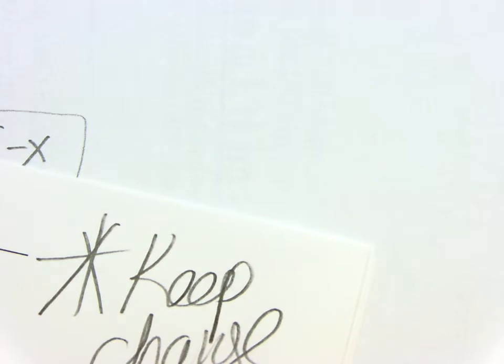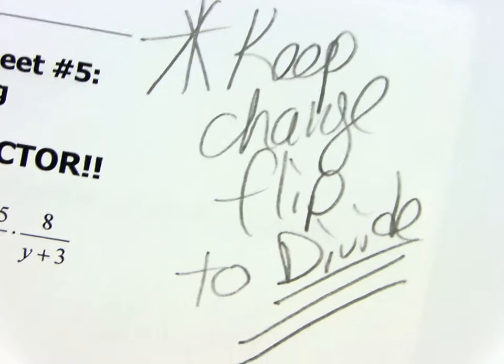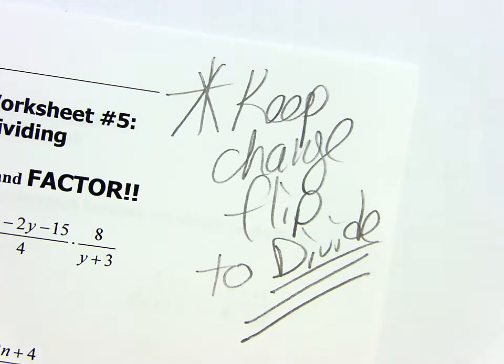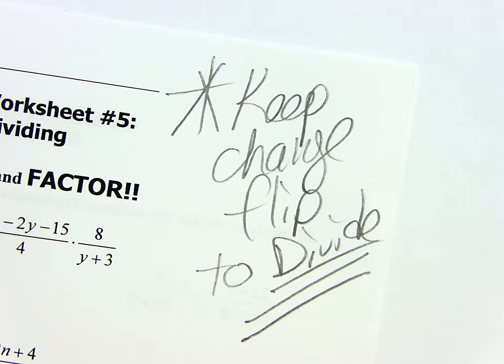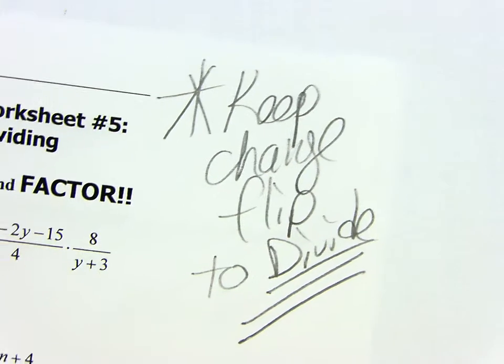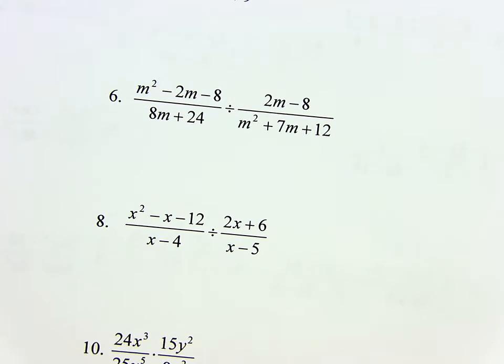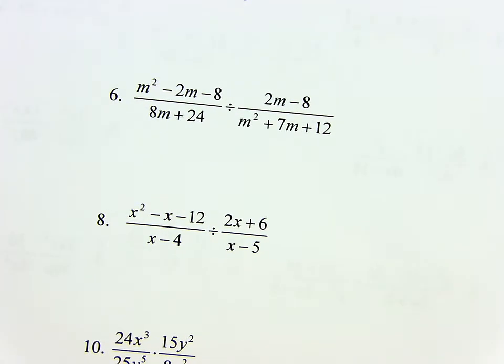To divide. Because not all of these problems are division problems. So make sure you're only doing keep, change, flip if you have a division problem. Okay? So if we look down at number 8, 8 is certainly a division problem, isn't it? I'm doing one fraction divided by another one. So when we glance down at 8, step 1 is to keep, change, flip. And then once I do keep, change, flip, it turns into a multiplication problem.